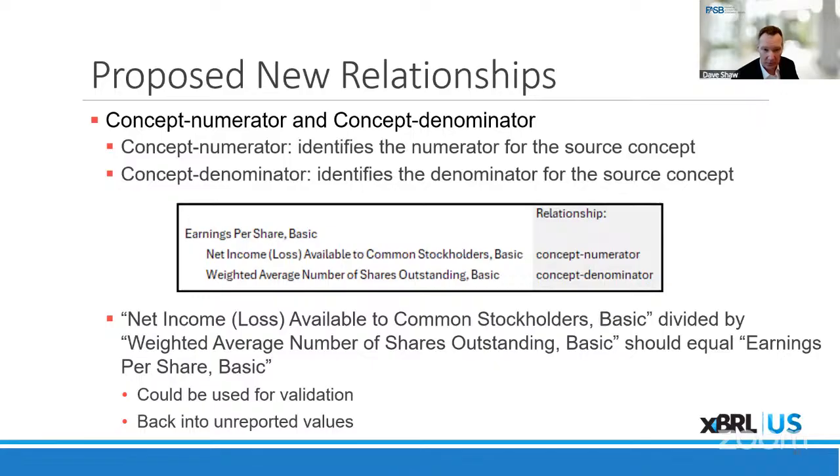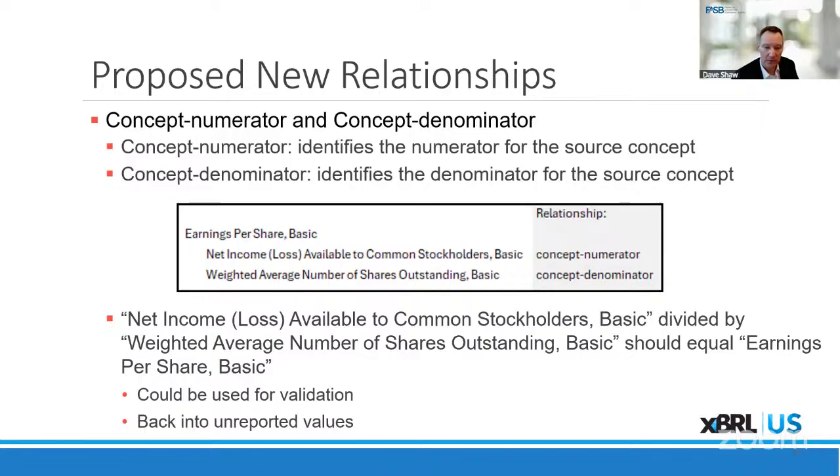And so the concept numerator identifies the numerator for the source concept, and the denominator identifies the denominator for the source concept, so the parent element really. We have an example to illustrate this: earnings per share basic. The numerator in calculating that is net income loss available to common stockholders basic, and the denominator in that calculation would be the weighted average number of shares outstanding basic.